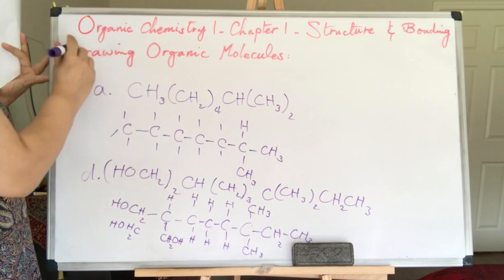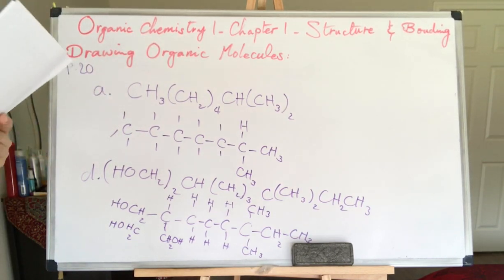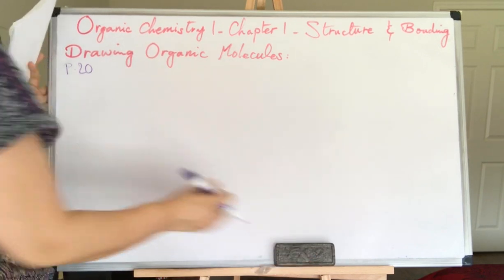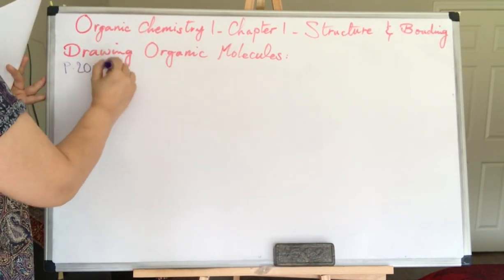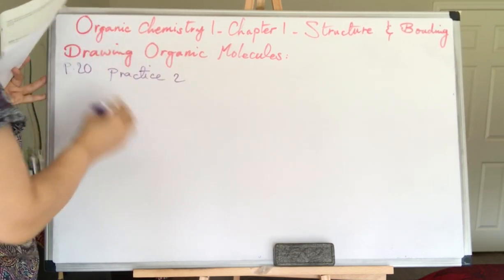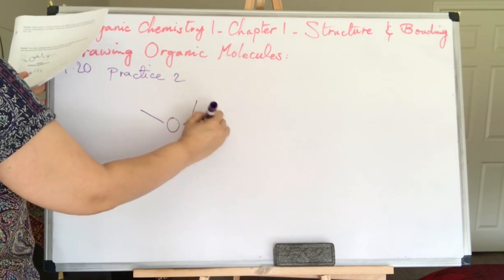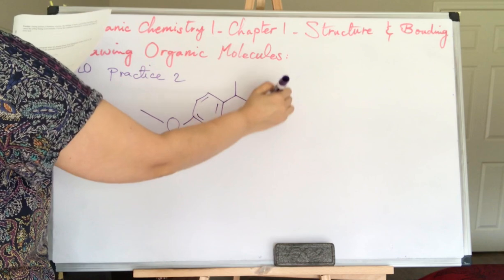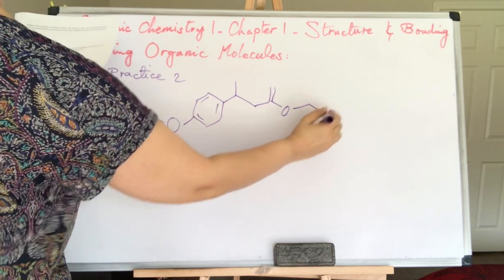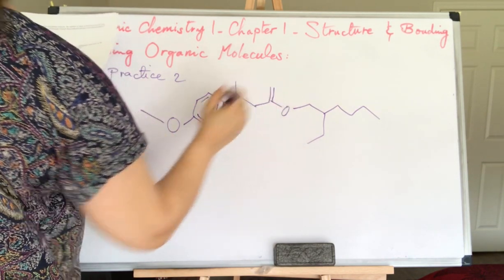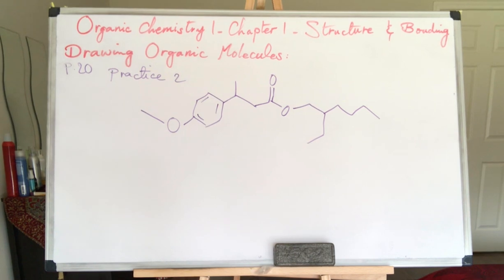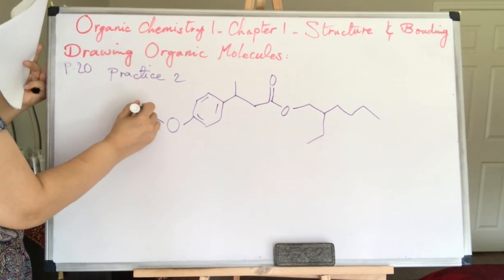Let's work on the second practice on page 20. How many hydrogen atoms are present around each highlighted carbon atom in the following molecules? That's a good question because it makes your visualization better about skeletal structures. This is practice 2. Okay? So this is the first one. So, instead of highlights that you have in your study guide, let me show them with another color.